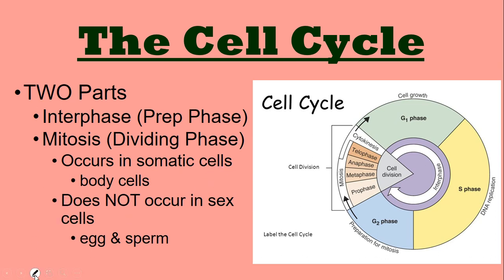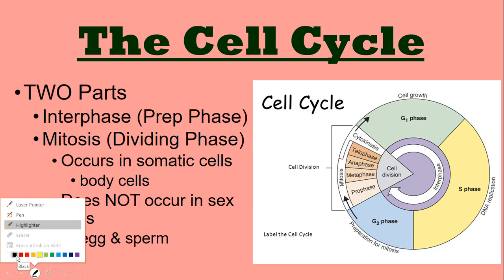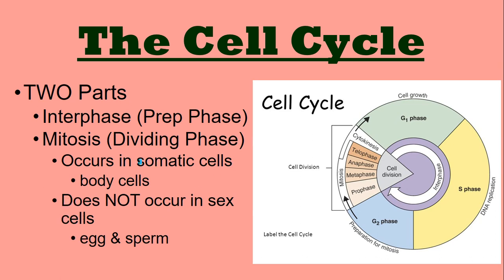Somatic cells are also known as your body cells. So we're talking like the bone cells, the nerve cells, the fat cells, all right, those type of cells. Mitosis does not occur in our sex cells. So no egg or ovum cells and no sperm cells. They go through a different dividing process, which we'll talk about in a later video. Like I said, it's called meiosis.